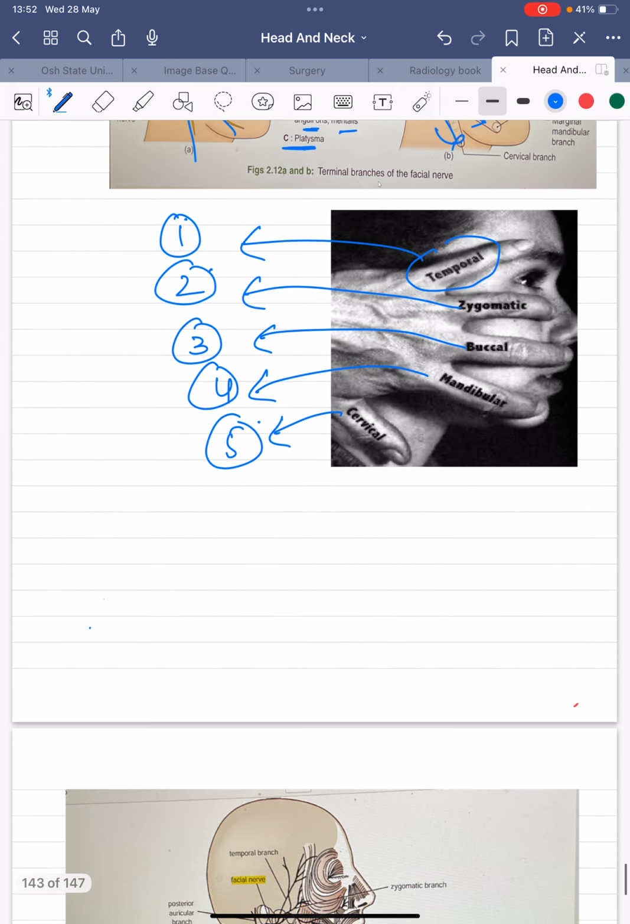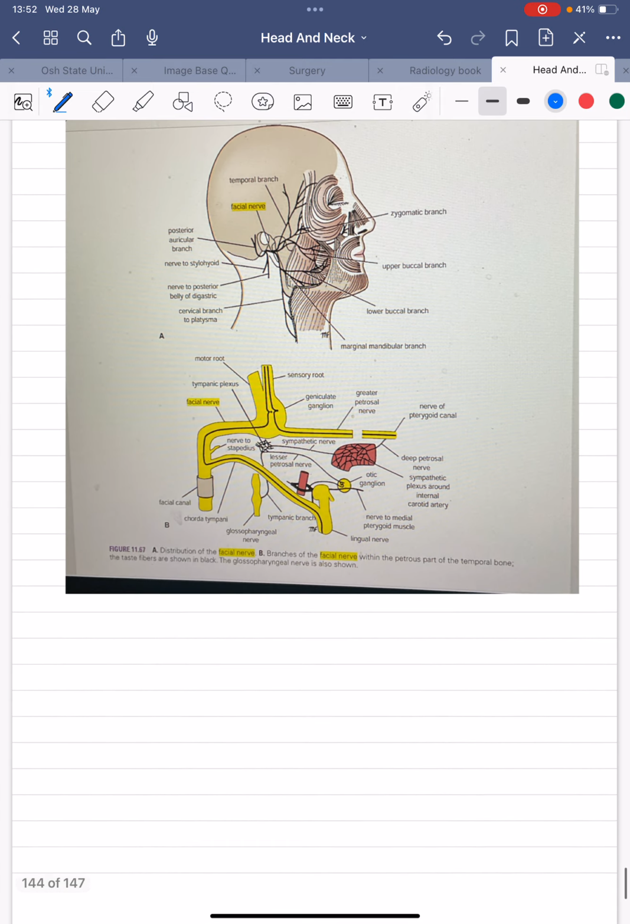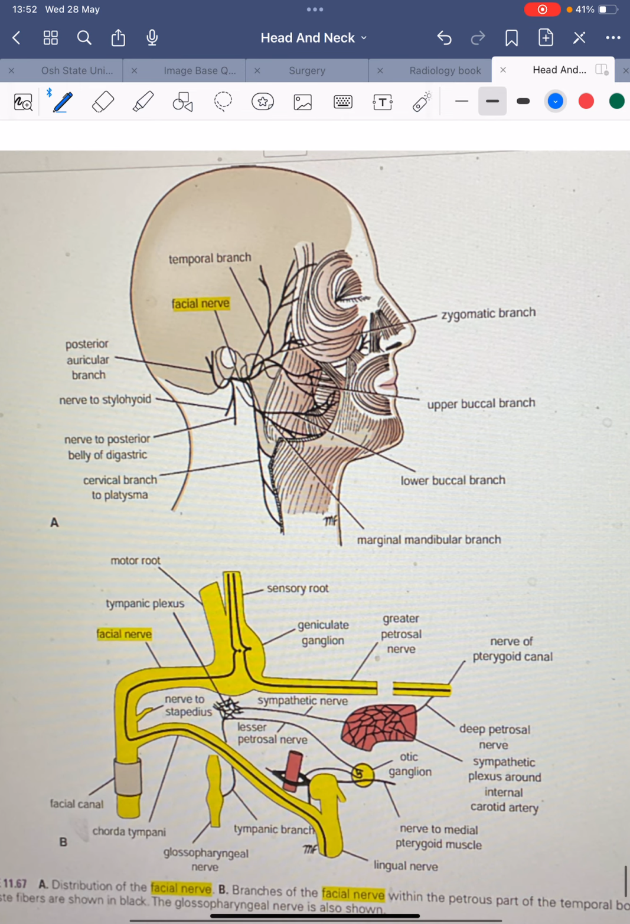So now we must discuss the facial nerve. Please remember this diagram. See here once again. This is the facial nerve, and now it gives the temporal branch, zygomatic branch, buccal branch, mandibular branch, and cervical branch. Then there are some other small short branches to the digastric muscle and the stylohyoid muscle. So these are the main motor branches of the facial nerve.